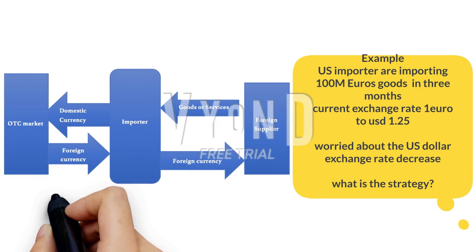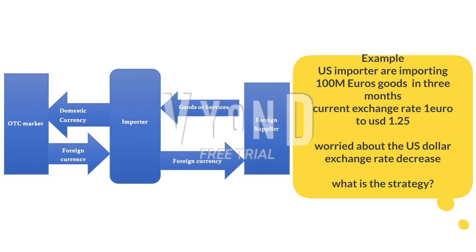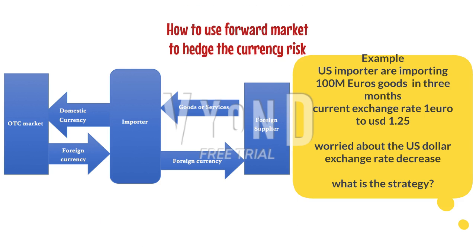Here is the structure of the forward market, and now we have some examples to explain how to use the forward market to hedge currency risk. A US importer is importing 100 million euros of goods in 3 months, and today's exchange rate is 1 euro equal to 1.25 US dollars. Because the importer will pay in US dollars in 3 months, they worry about the US dollar decreasing.